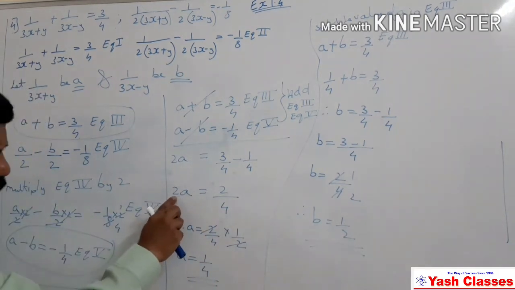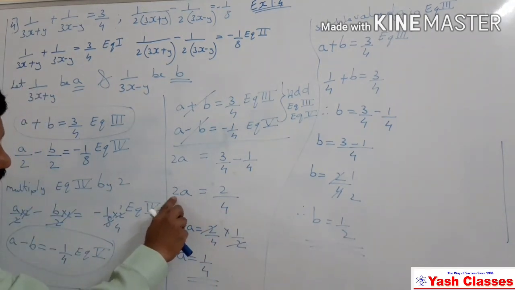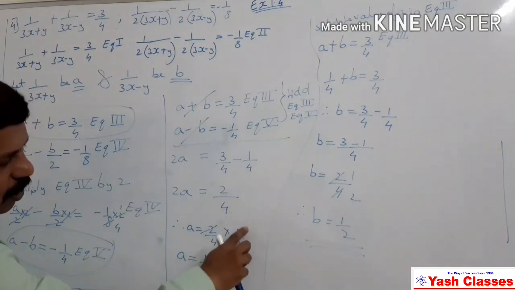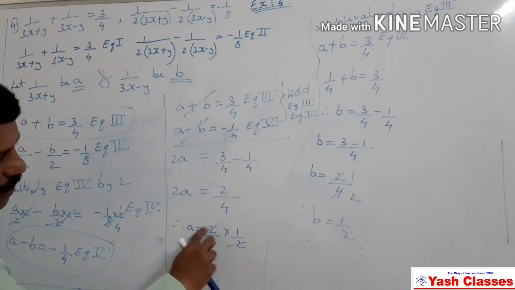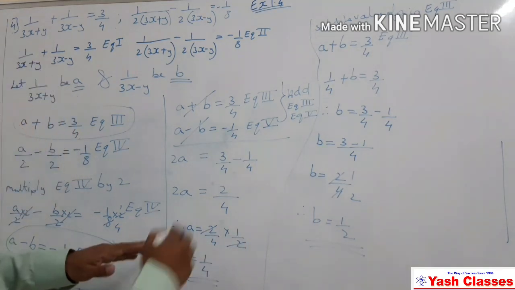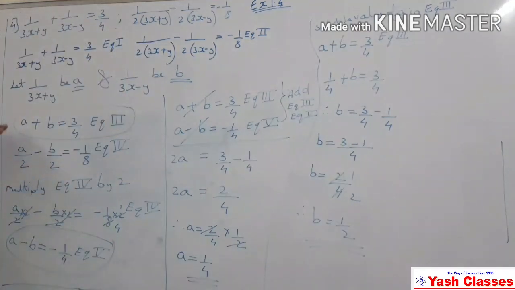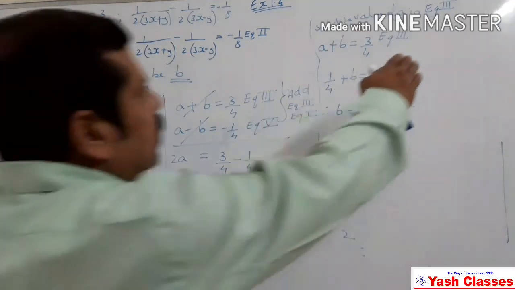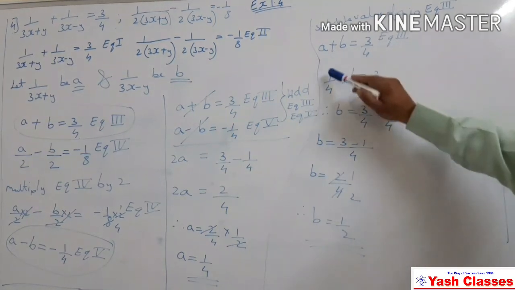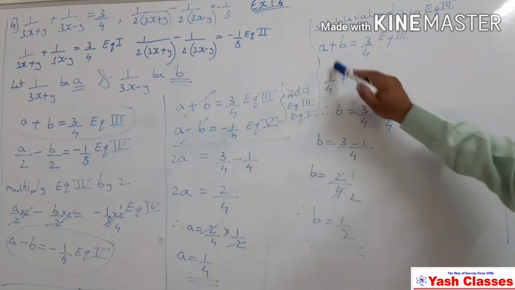Now 2A is here, you are bringing here, it's a multiply sign, it will go to division, 1 upon 2, 2 and 2 cancel, 1 upon 4, A is equal to 1 upon 4. Now substitute the value of A in equation number 3. We have taken equation number 3 here. Equation number 3. A, we got 1 upon 4.